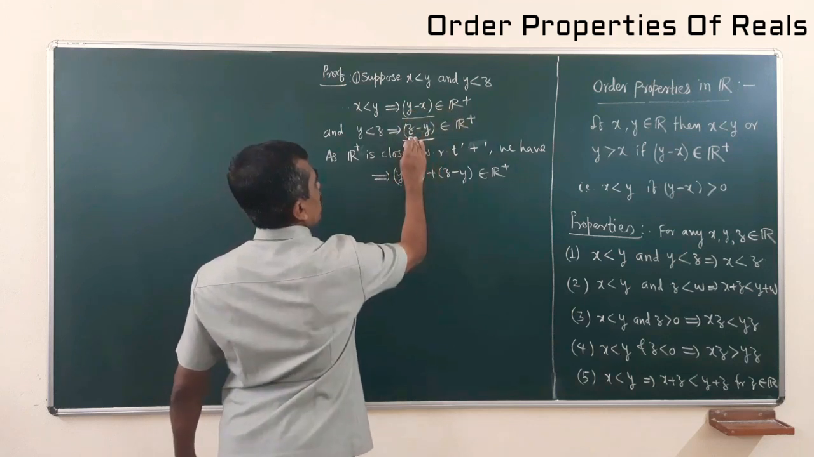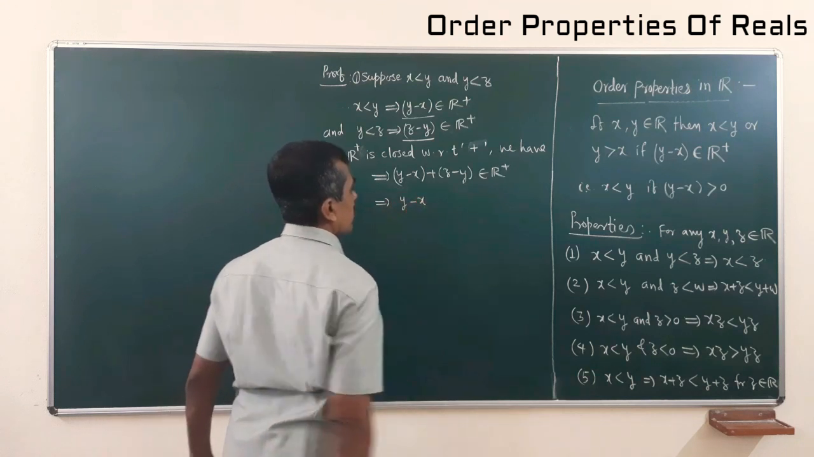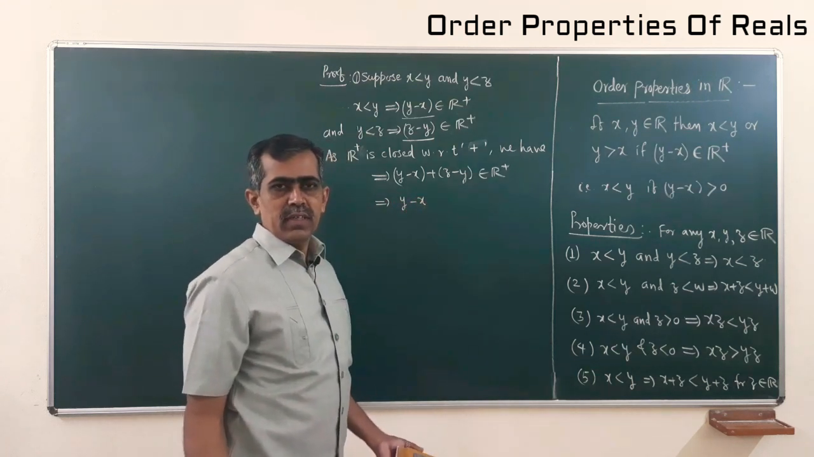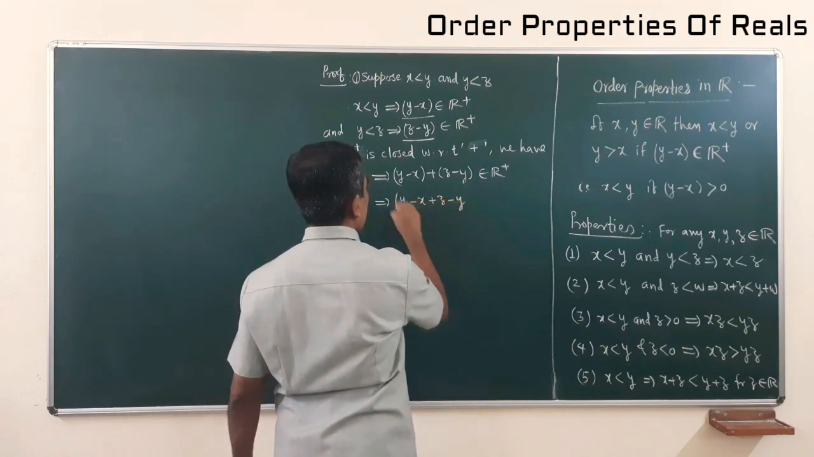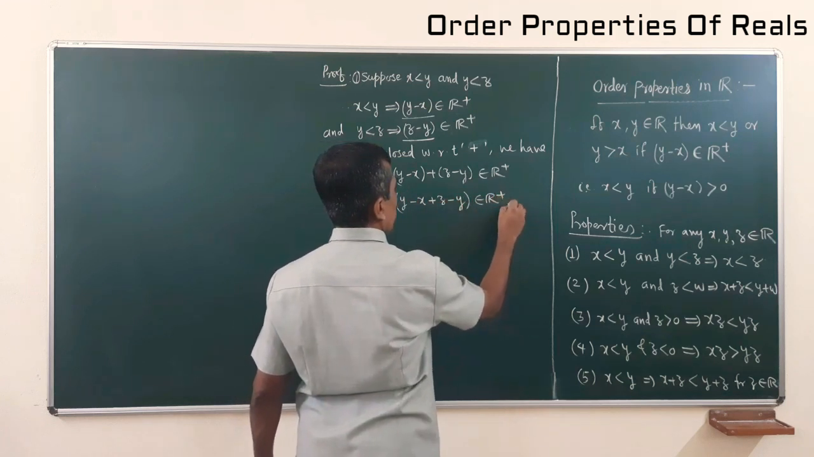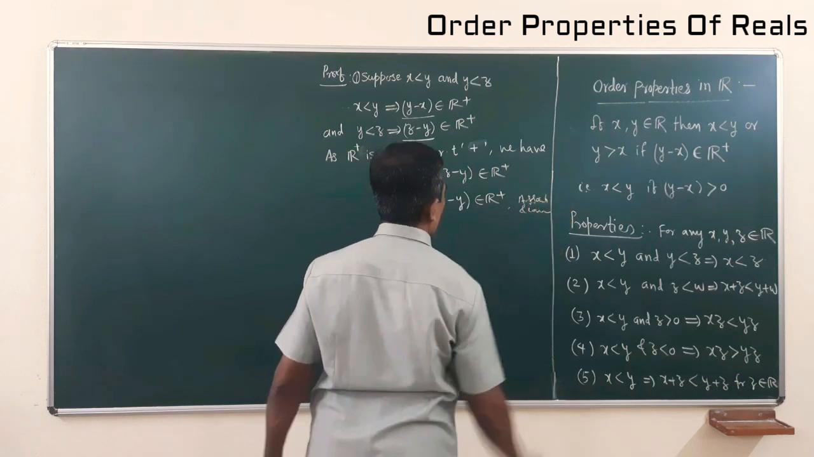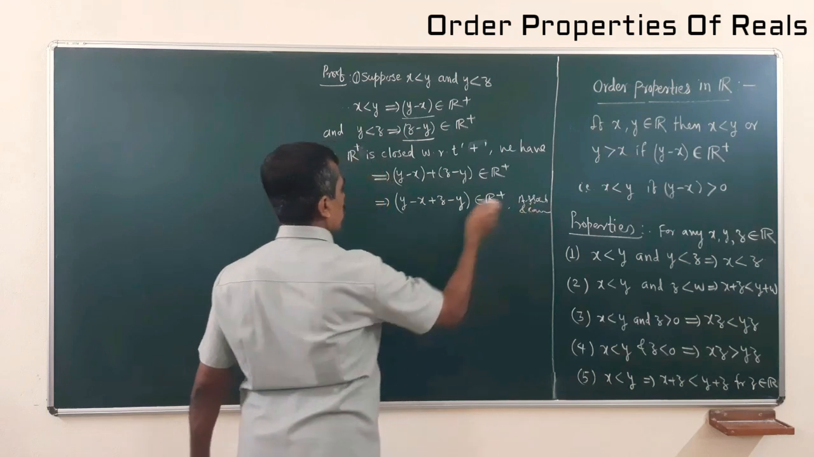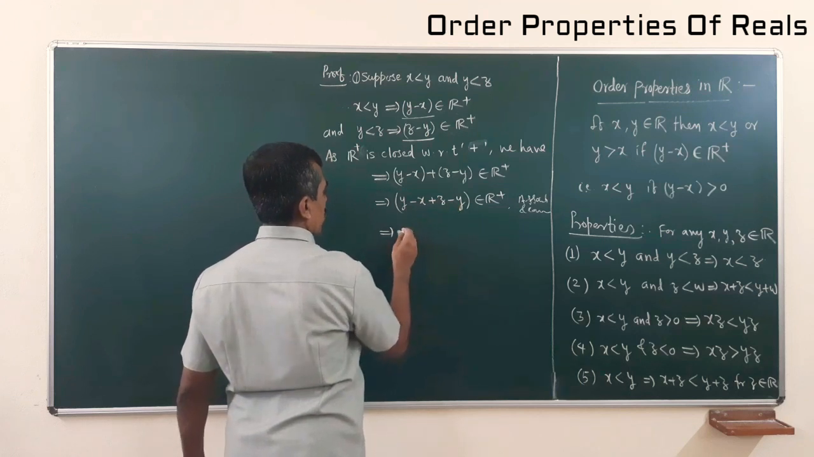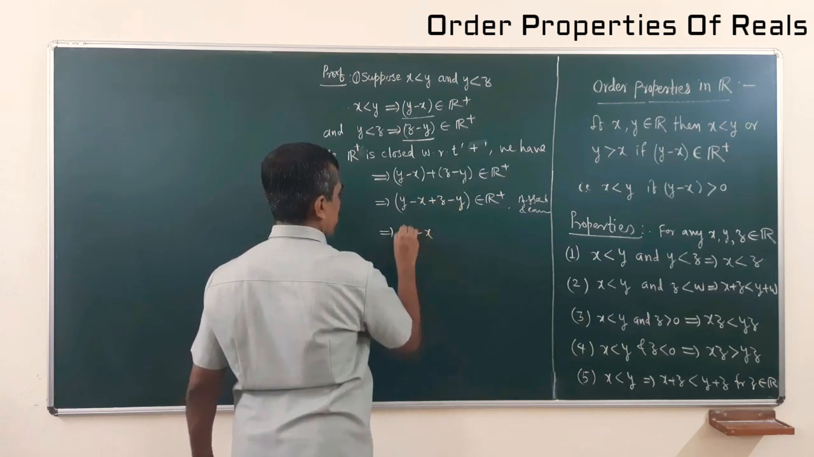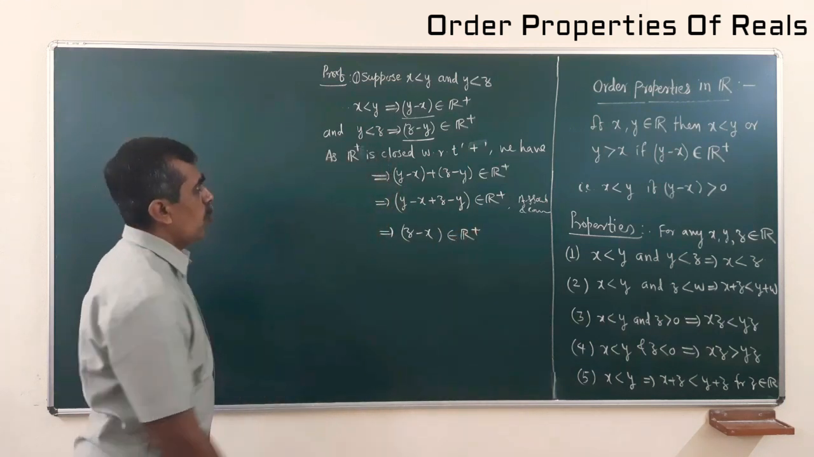So A belongs to R plus, B belongs to R plus implies A plus B belongs to R plus. This implies y minus x, using the associative and commutative properties of addition, plus z minus y belongs to R plus. This y and this minus y cancel, so what you find is z minus x belongs to R plus.